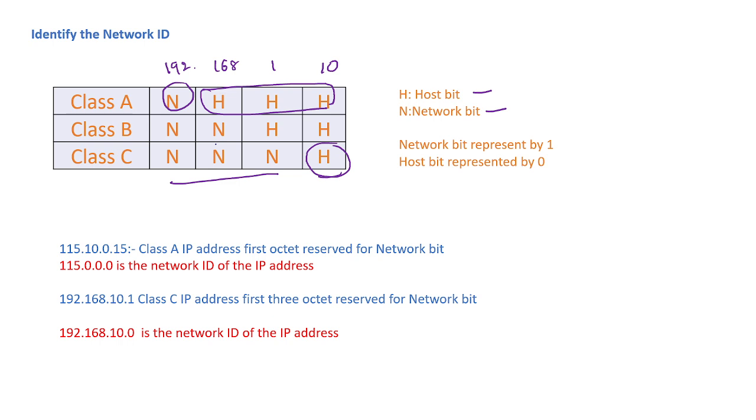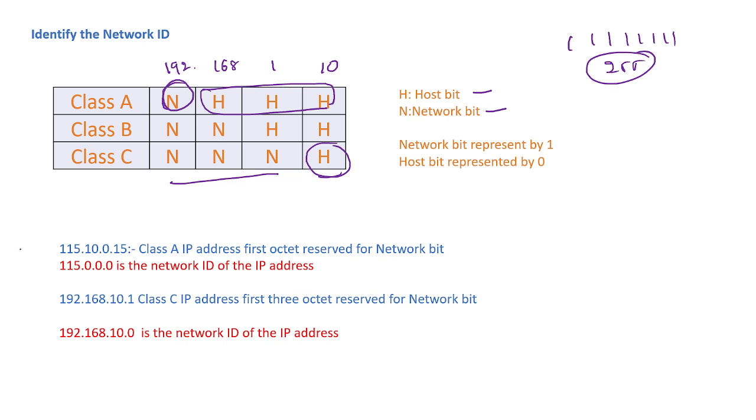I was talking about the network ID. See here, if you consider this as an IP address, 115.10.0.15, it's a class A IP address. The first octet is reserved for the network bits and the remaining are host bits. That's why I told you about the network ID. See here, if you put all ones in the first octet, it is 255 only.